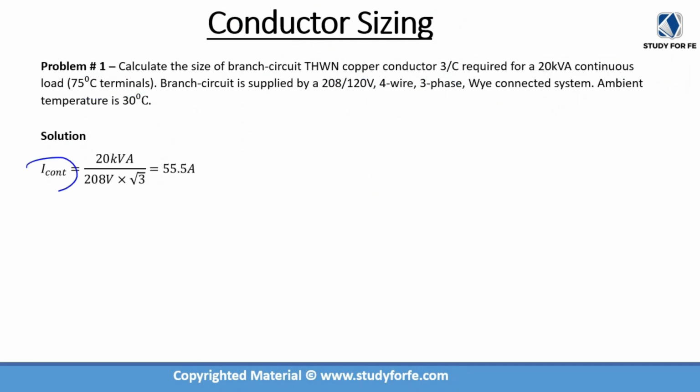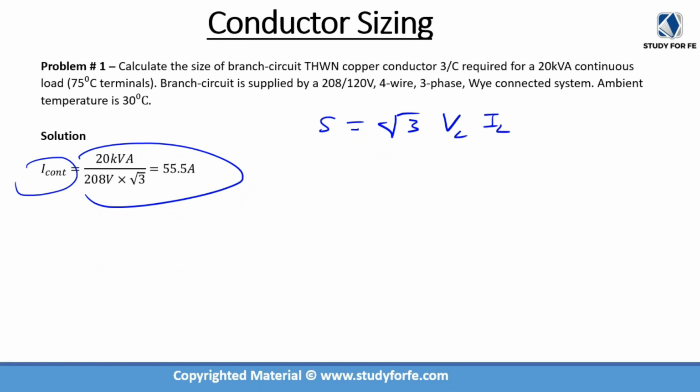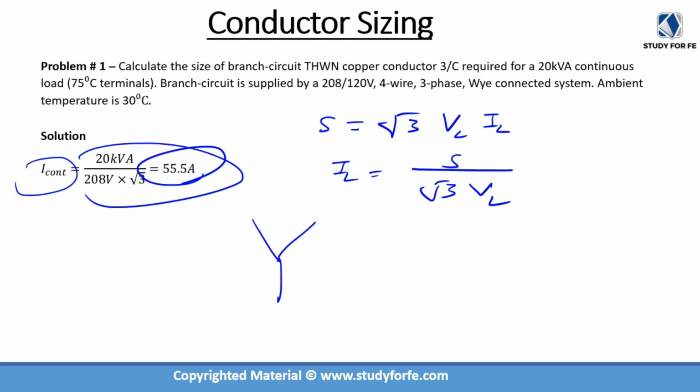So the continuous amperage can be calculated by using this equation, where S is equal to square root of 3 times line-to-line voltage times line-to-line current. You rearrange this equation and you basically get the current is equal to S divided by square root 3 times V line-to-line, and we get the current as 55.5 amps. Now, you know that when we are dealing with a Y system, the line current is equal to the phase current. So 55.5 amps is the phase current, and it is also the line current.